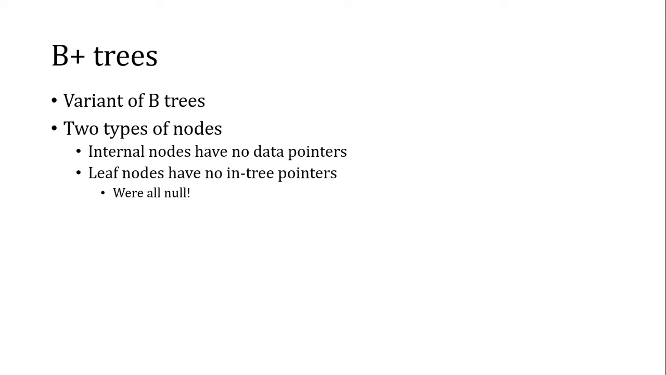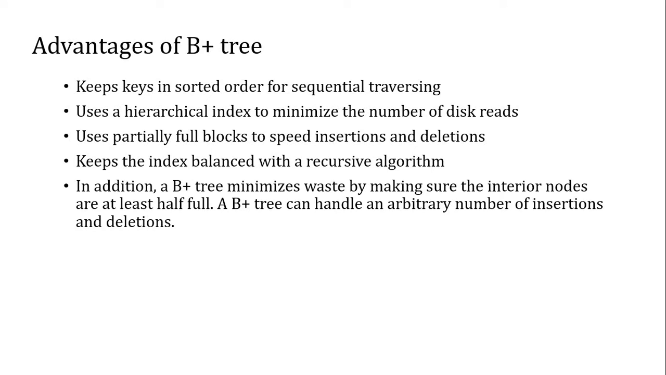So there are two types of leaves. The advantage of B plus tree is that it keeps the keys in sorted order for sequential traversing, uses a hierarchical index to minimize the number of disk accesses, uses partially full blocks to speed up insertion and deletion, and keeps the index balanced with a recursive algorithm.